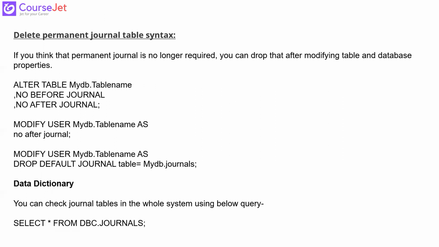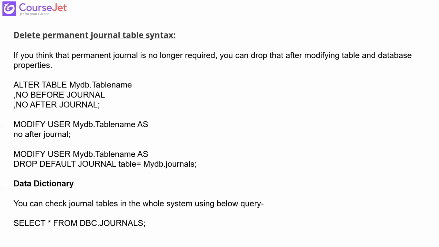So you can even delete these permanent journals as we saw earlier. If you think the permanent journal is no longer required, you can drop it after modifying a table or database properties. You can do that in 3 ways. You can either do ALTER TABLE MyDB.tablename, which is the table we created, giving it as no before journal, no after journal. In that case, whatever journal is there will be disabled. Or else you can give MODIFY USER MyDB.tablename AS no after journal, or you can even do a MODIFY USER and then drop the default journal, where you specify the journal name. So this is how we modify these tables to remove these permanent journals.